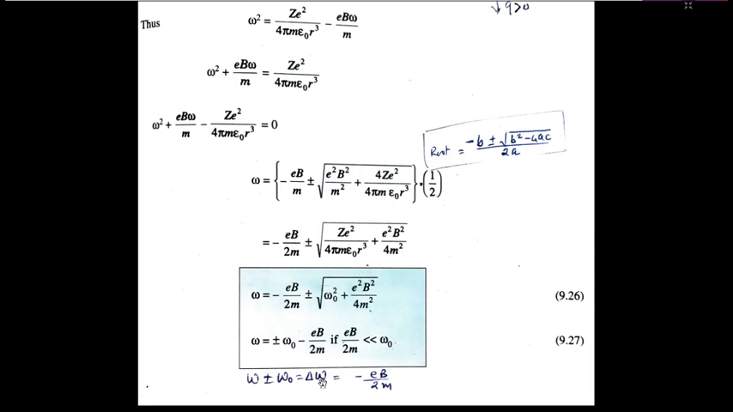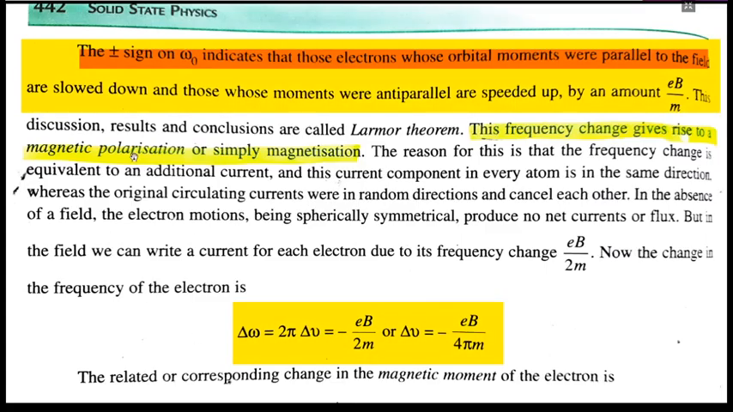Now what kind of change would it be? The positive sign and the negative sign in omega 0 indicate that the electrons whose orbital momentum is parallel to the field will slow down the frequency of precession, and those moments which are anti-parallel will speed up by the amount of eB by m. And this discussion results in the conclusion about the Larmor theorem.